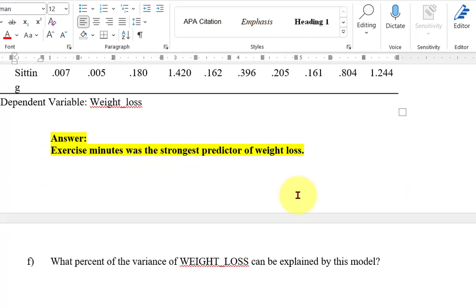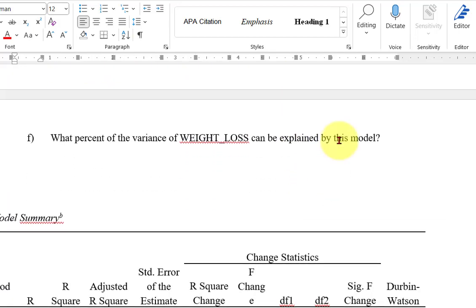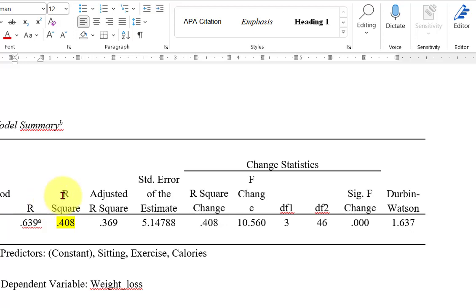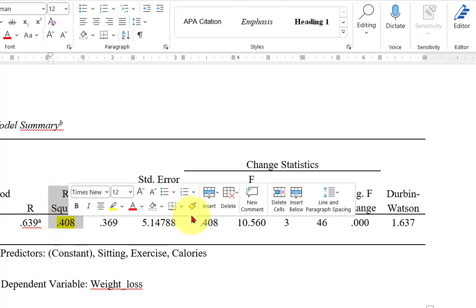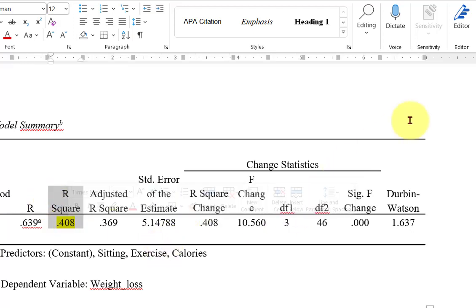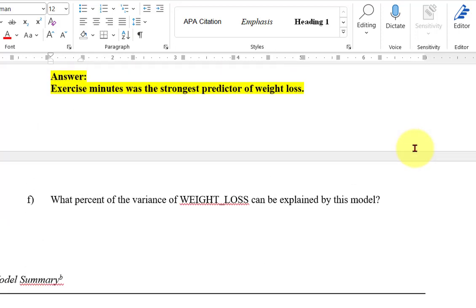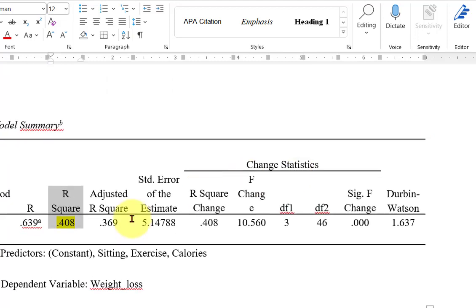And what percent of weight loss can be explained by this model? That's your R squared value. That's your effect size. So roughly 40.8% of the variance of weight loss can be explained by how much a person exercises and how many calories they intake.